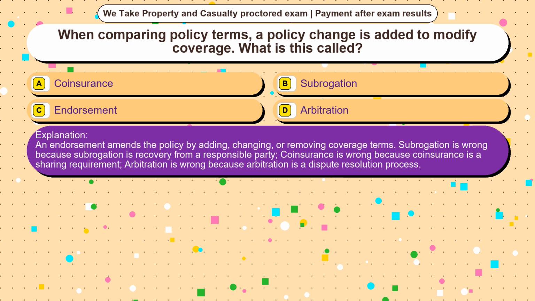Subrogation is wrong because subrogation is recovery from a responsible party. Coinsurance is wrong because coinsurance is a sharing requirement. Arbitration is wrong because arbitration is a dispute resolution process.